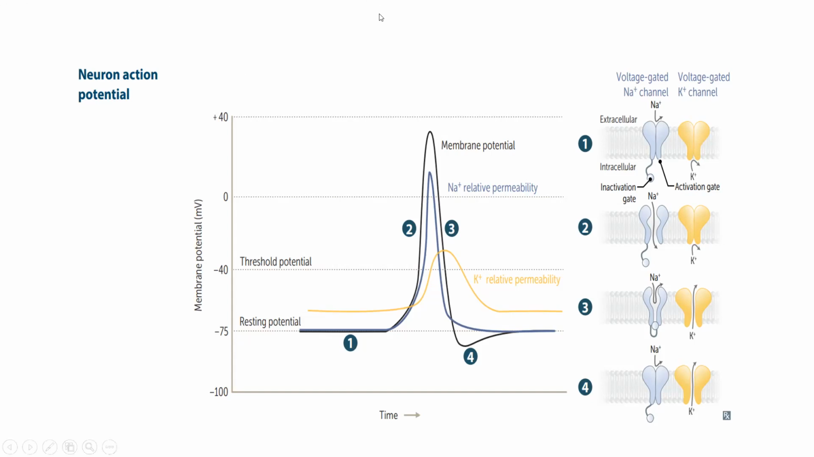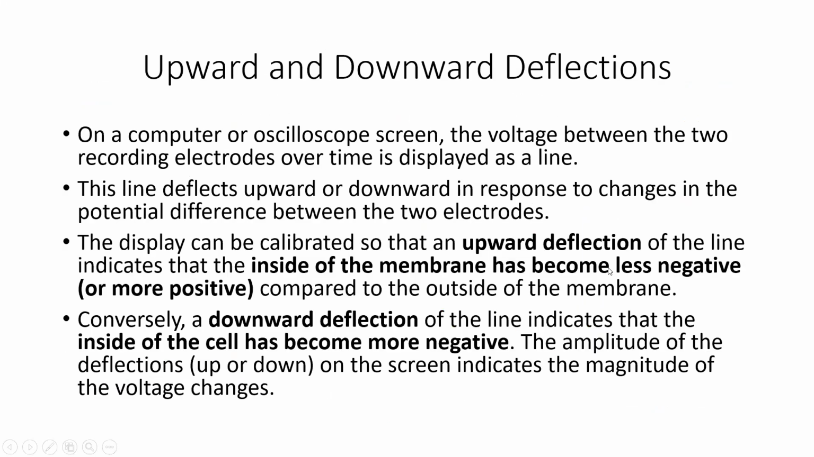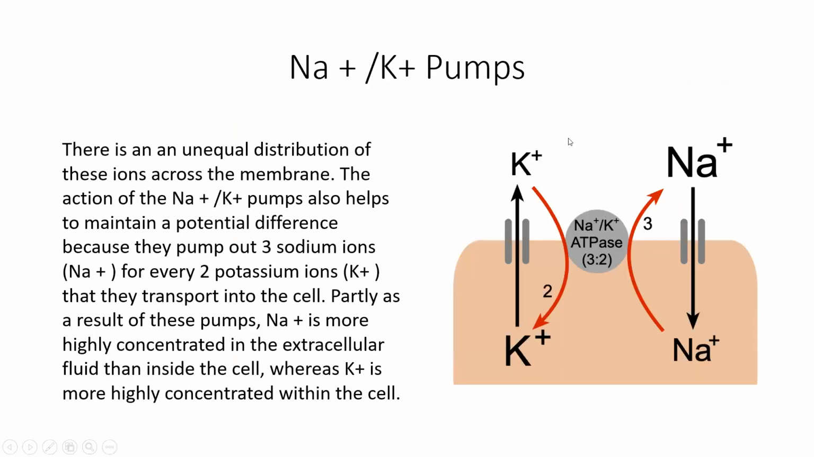Next, the potassium channels open at this point, and according to the gradient, potassium starts leaving the cell. Not entering the cell, but leaving the cell. Why? Because the amount of potassium was higher inside the cell and lower outside the cell. That's why, according to the gradient, once again, I'm repeating, potassium will start leaving the cell.